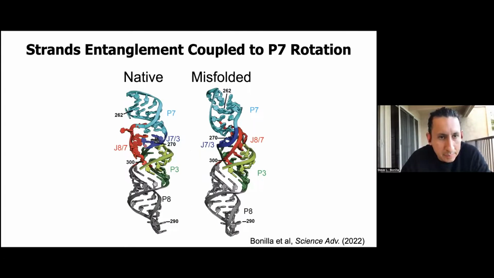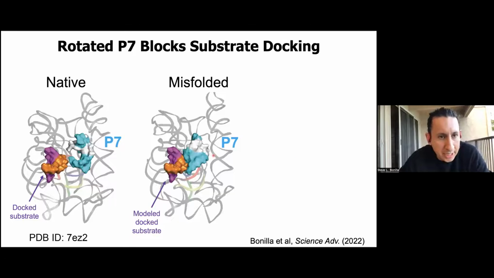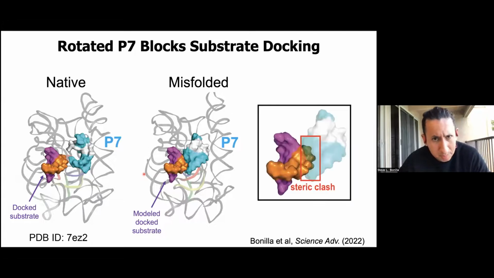So this topological crossing here ends up rotating this helix. Again, I'm showing you here how P7 is now rotated, and what happens is that when P7 is rotated, that basically blocks the active site, such that the substrate that needs to dock into the core of the ribozyme for this splicing reaction to occur is now not possible because of this steric clash that will occur. So this basically answers the question as to why the misfolded state is not functional, even though they are globally very, very similar.